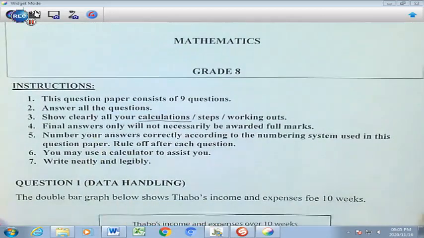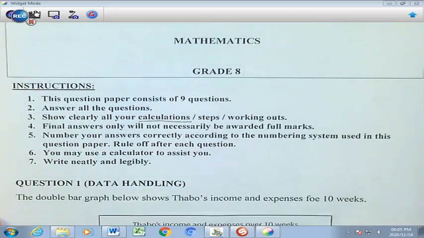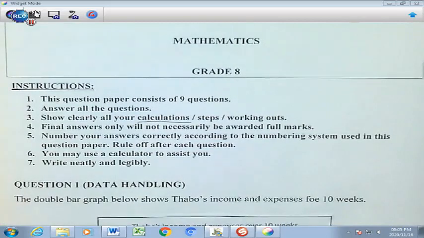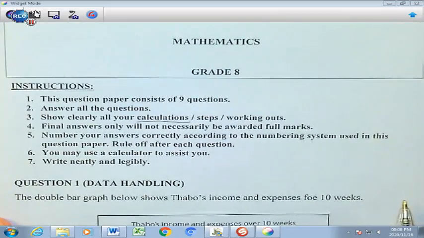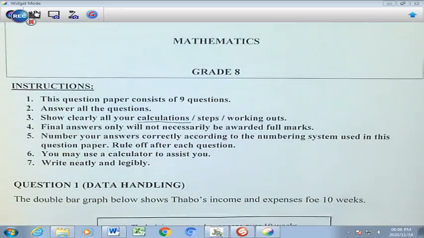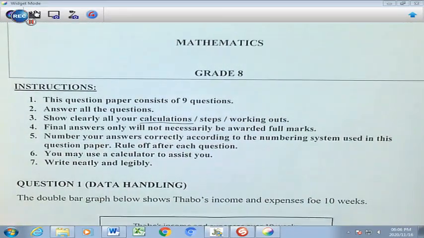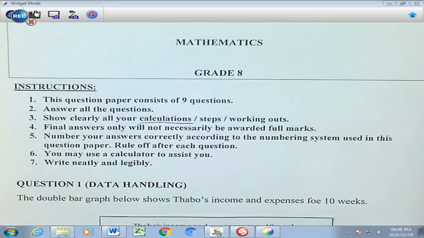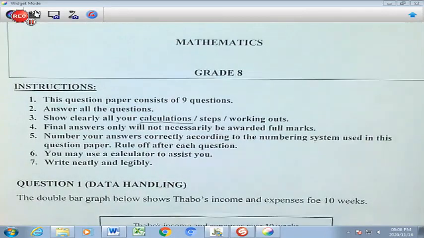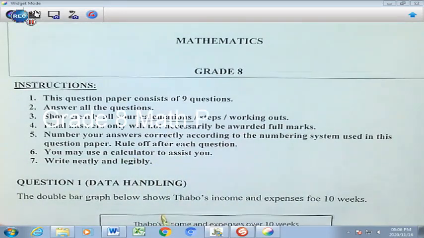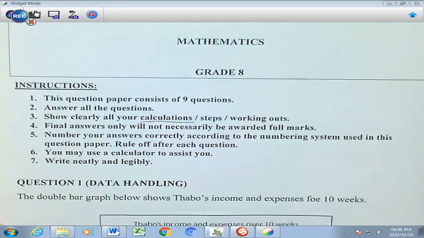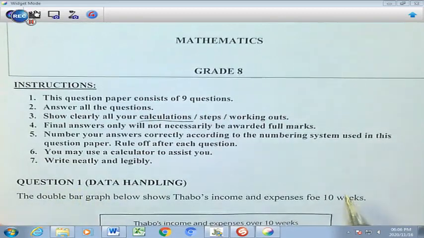Your final answers will not necessarily be awarded full marks, as I've explained. Then number your answers correctly according to the numbering system used in the question paper. Don't deviate from the numbering system on the question paper, and make sure that you create space for yourself and rule off after each question, meaning that you may have to draw a line.